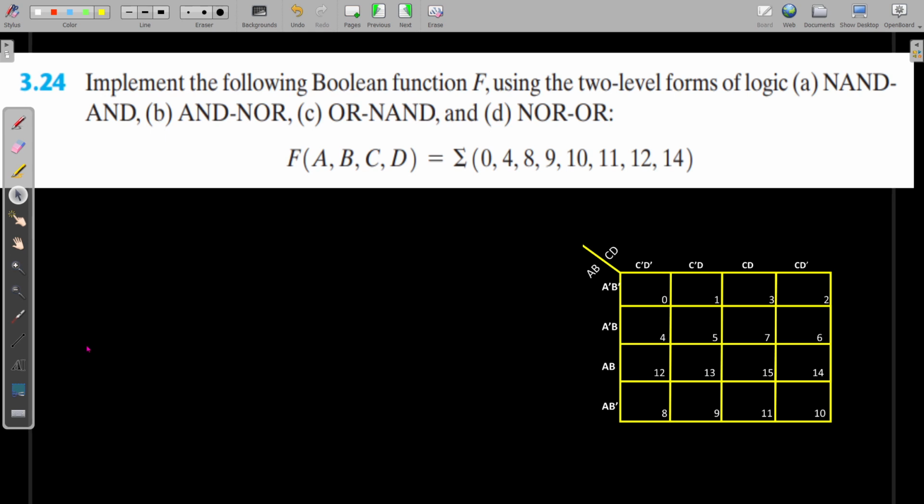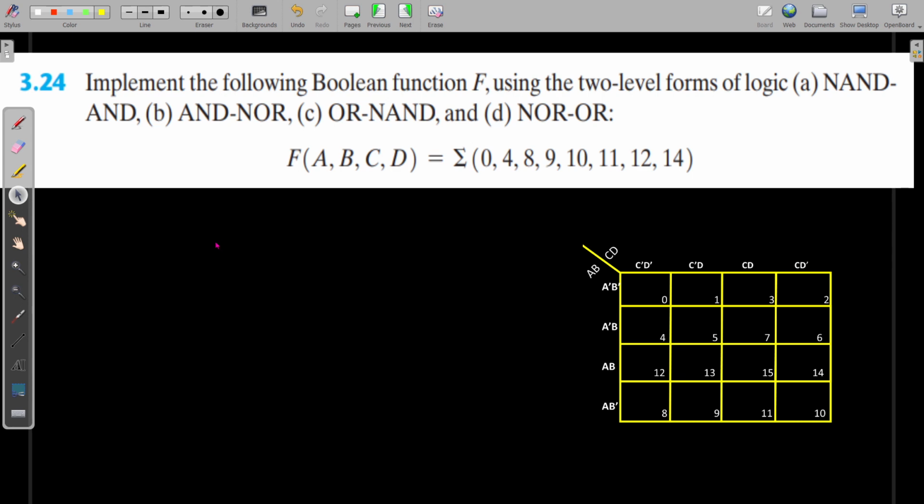Hello everybody, this is the problem in which we are asked to find the two level forms of logic for the given Boolean function. So this is problem 3.24 from Digital Design by Morris Mano, 5th edition. Let me read the question first.